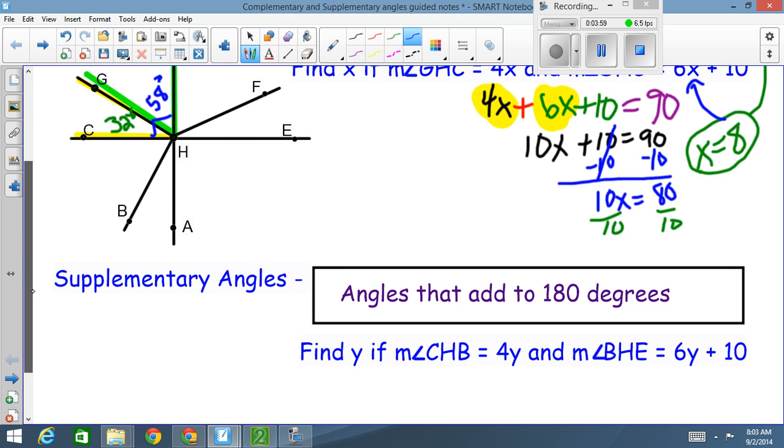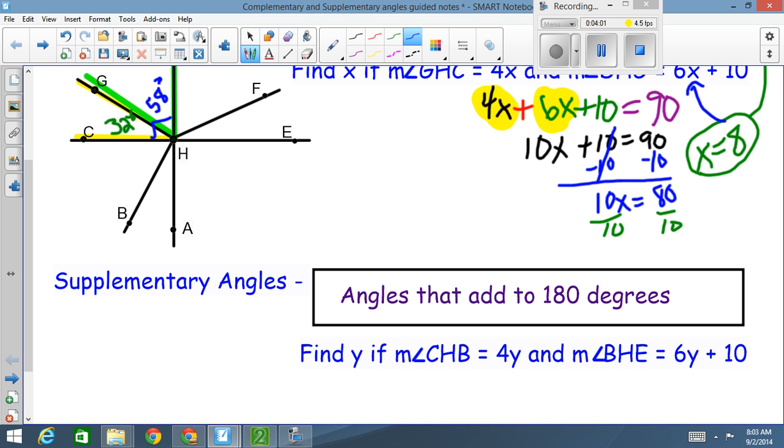What about supplementary? Well, supplementary angles are angles that add to 180 degrees. Now once again, it's on you to label the picture and see that these are supplementary. They aren't going to tell you that they're supplementary. So we have a couple different angles here. We have angle CHB, start at C, go through H, and finish at B. That's this angle right here. And then we have angle BHE. So start at B, go through H, finish at E.